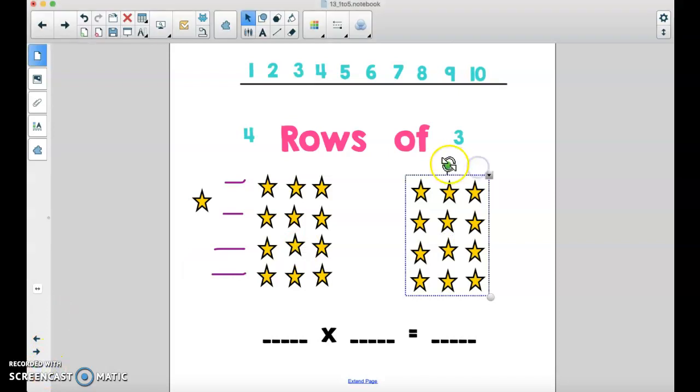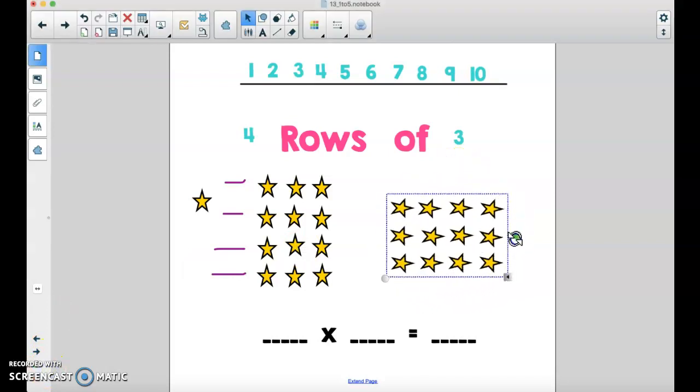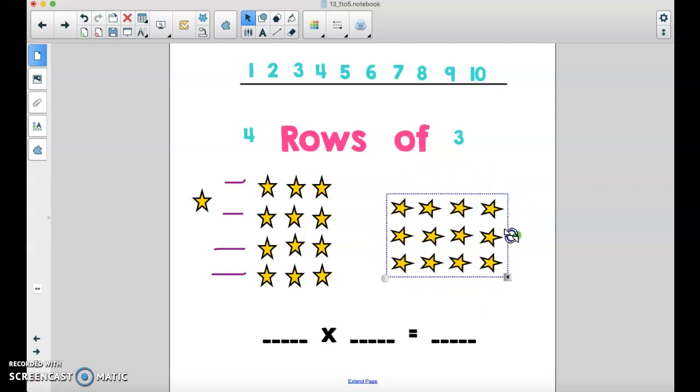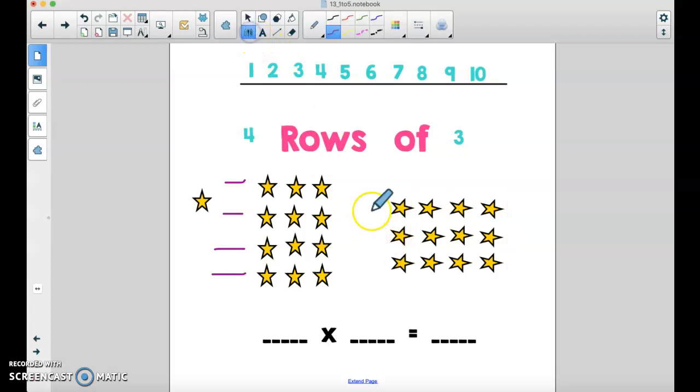Now, if I turn this to the side, check it out. This is the same as this, but now I have 3 rows and 4 in each row. And all I did was take the same picture and turn it to the side. So it's still the same answer. I still have the same exact amount of stars. It's just that now I have 3 rows. So this multiplication sentence would be 3 times 4.